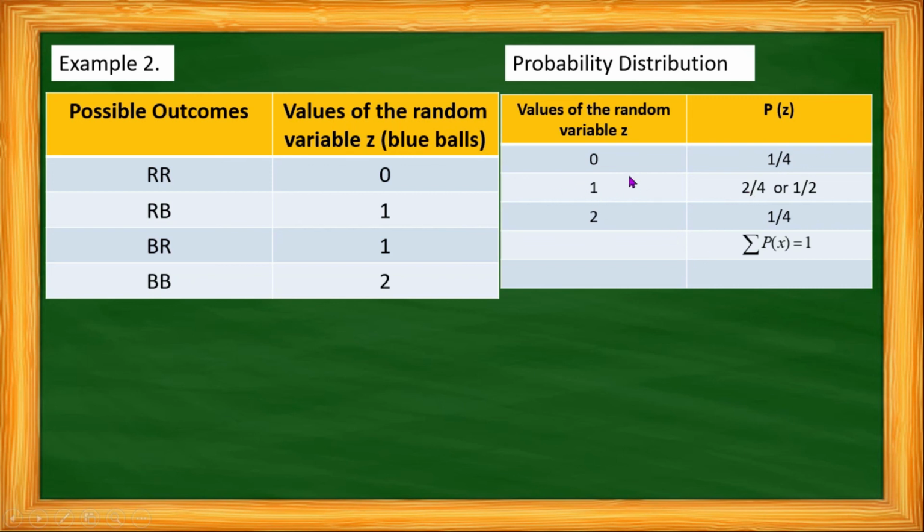For the second value, the random variable Z is 1. Then we have 2 ones, so that is why 2 over 4 or 1 half. Then the next value is 2, and we have only one 2, so that is 1 over 4. Then sum up, that is 1.